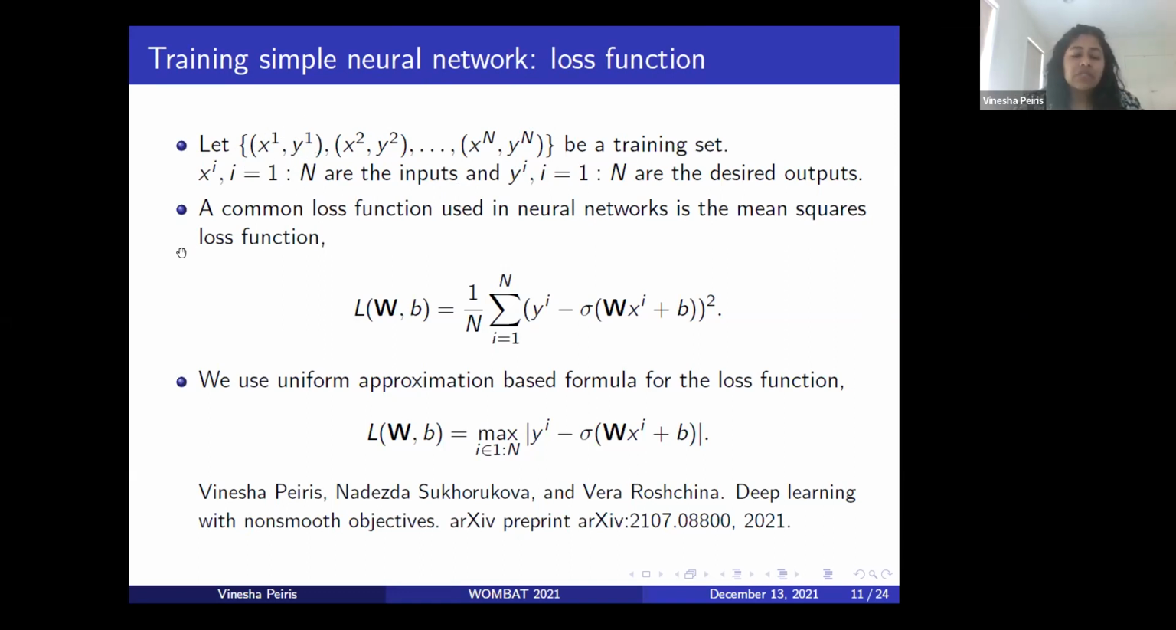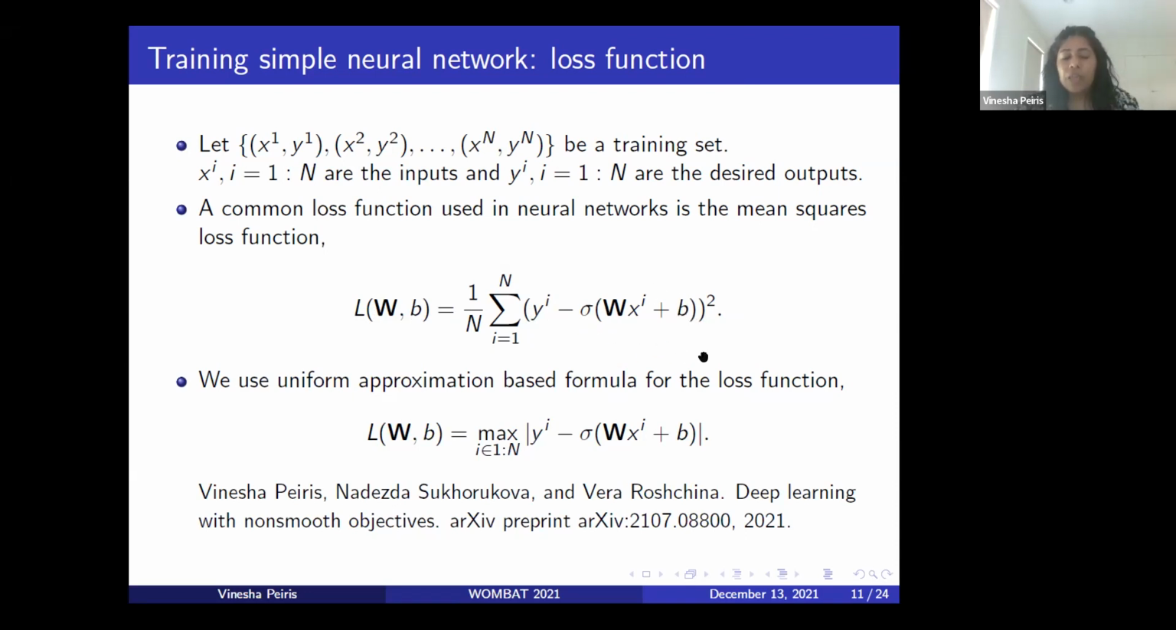So to train this network, you have to actually minimize the error between the outputs coming from your training set and the output that the network computed. So you have to minimize this error in some sense. The most common loss function used in neural networks is the mean squares loss function. The popularity of this function is basically due to the fact that you can actually use simple optimization techniques such as gradient descent to find the weights and the bias of this network.